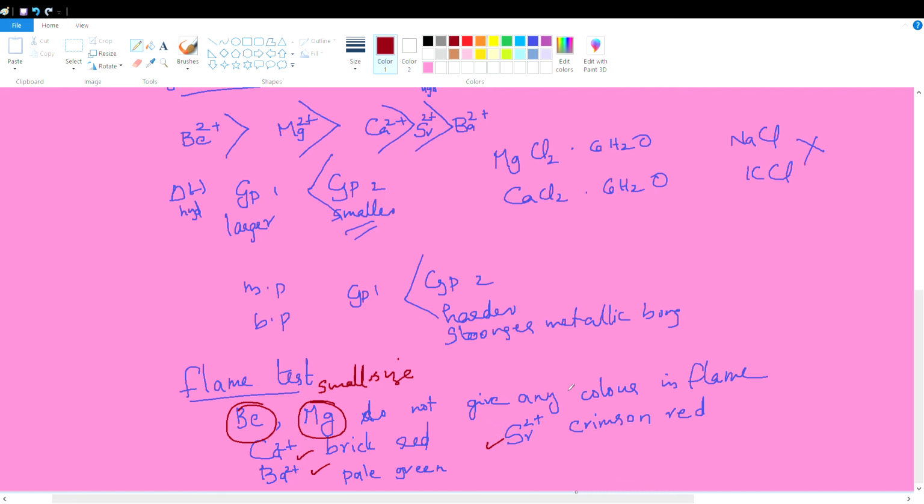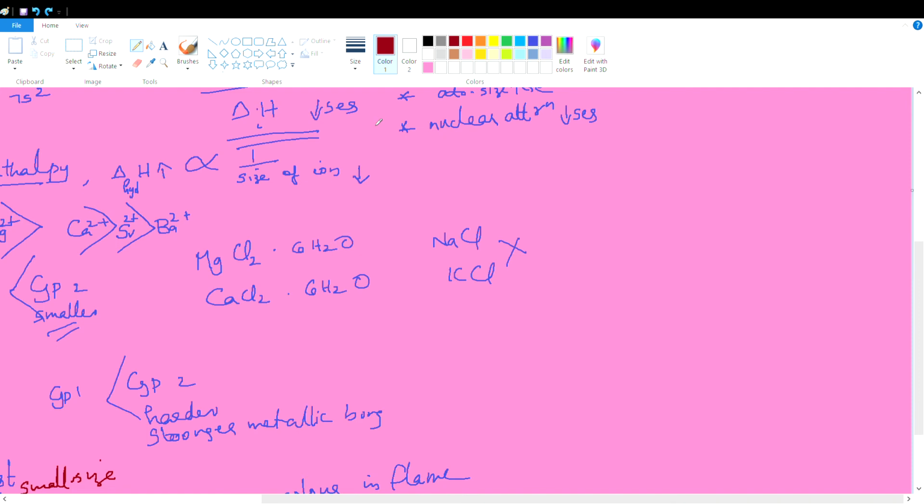Now, chemical properties of alkaline earth metals. Like alkali metals, alkaline earth metals are also very reactive. But the reactivity of alkaline earth metals is less than the reactivity of alkali metals. First, reactivity towards air and water.